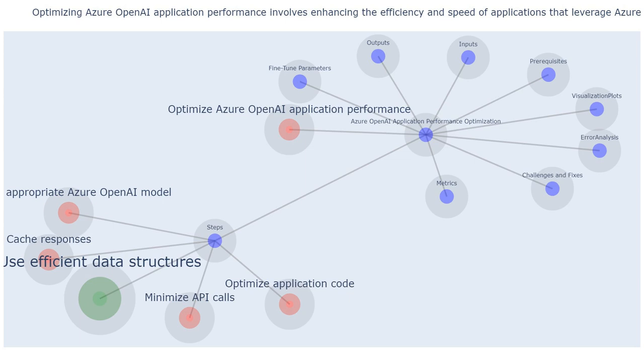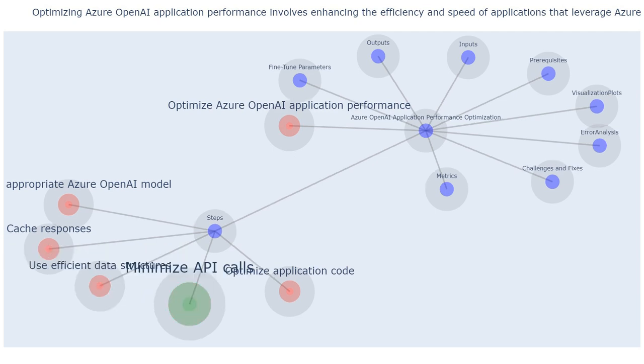Using efficient data structures and algorithms within the application code is essential for performance optimization. Employing data structures like dictionaries or hash tables can provide faster access to data compared to lists. Efficient algorithms can further reduce processing time. Minimizing API calls is crucial for performance optimization.